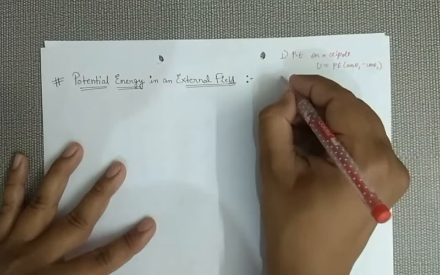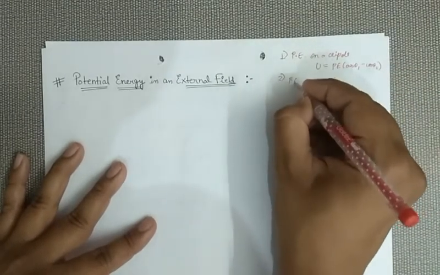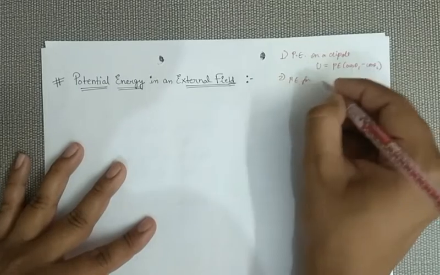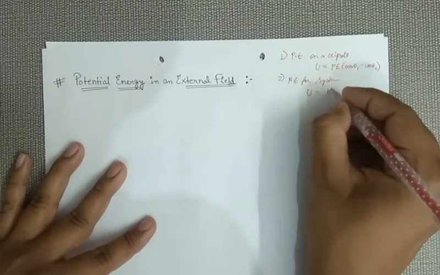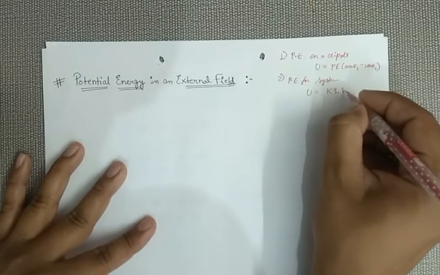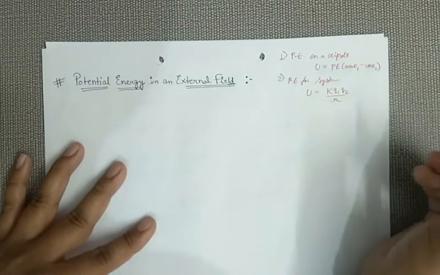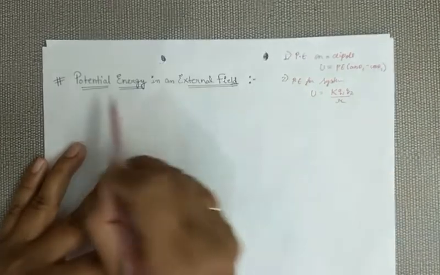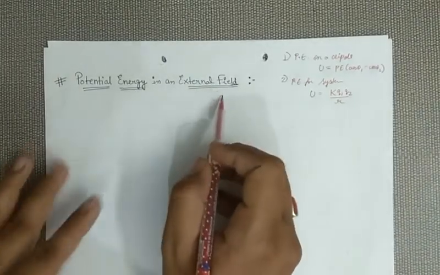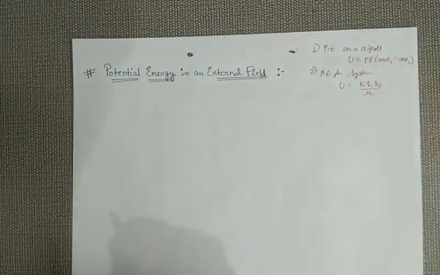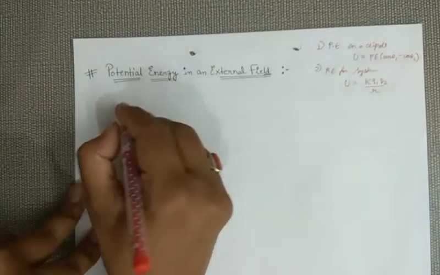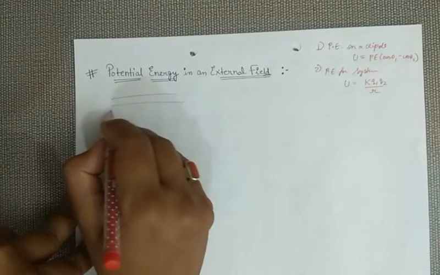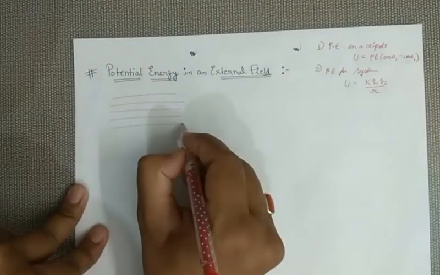Then after that we discussed the potential energy for a system of charges. It may be 2 or 3. At that time we came to know that it is K, first charge, second charge upon distance. Now I am talking about the potential energy in an external field only. So what does it mean basically? Now suppose, let me draw a diagram. This is an external field.